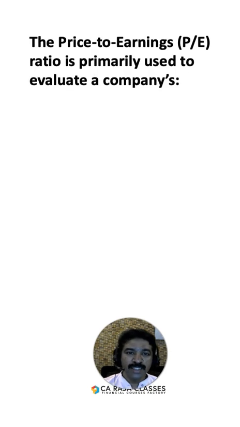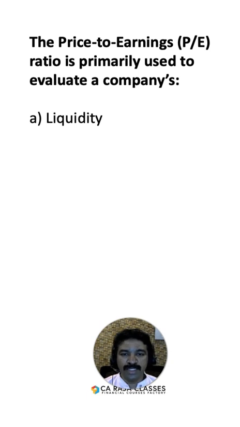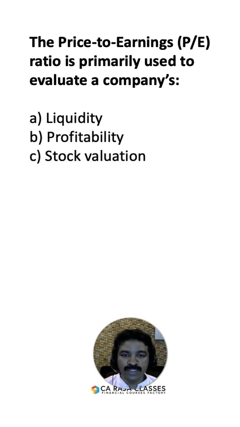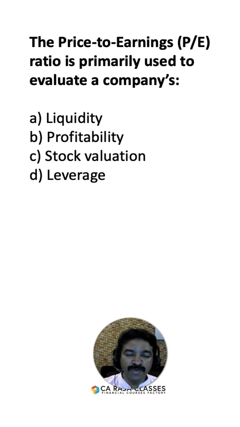Next question. The price to earnings ratio is primarily used to evaluate a company's liquidity, profitability, stock valuation, leverage. What is the answer? See, for liquidity analysis, we make use of current ratio. For profitability, we make use of ratios where the profits and sales are compared, profits and owner's equity investments are compared. Whereas leverage ratio basically compares the debt and equity to understand the long-term solvency.